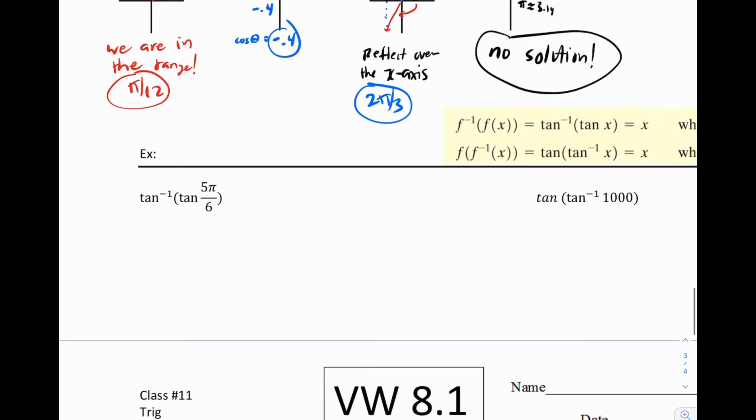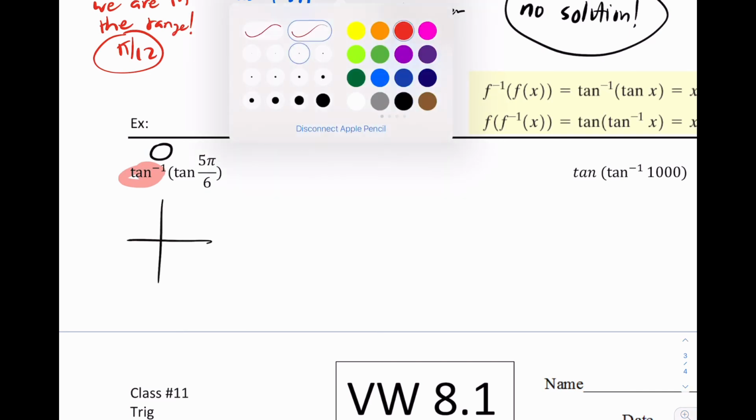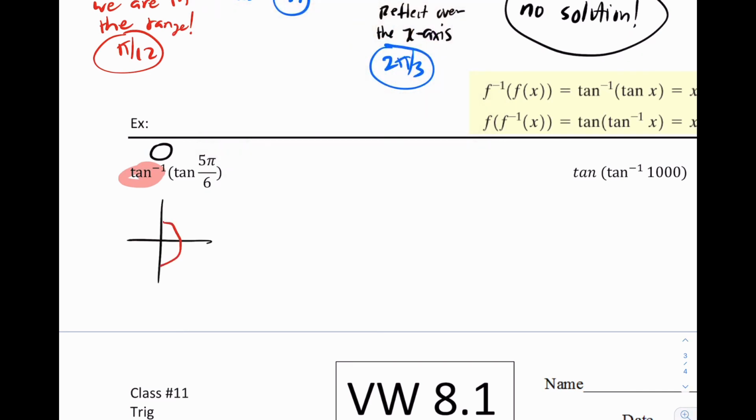Let's do the last two. So tan, hopefully now you can recognize the inverse is on the outside. That's a circle problem. We're going to highlight quadrants 1 and 4. And 5 pi over 6, that's right above the x-axis in quadrant 2. So this one we can quickly see we are not in the range.